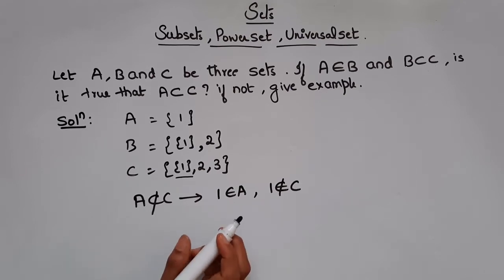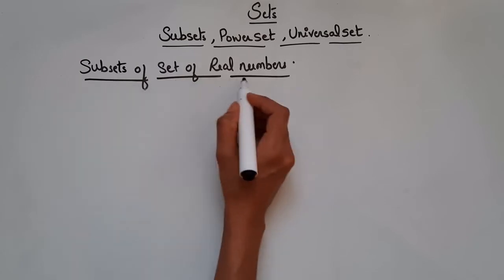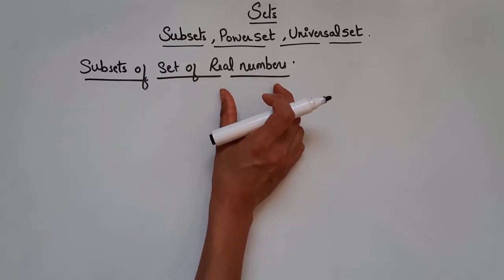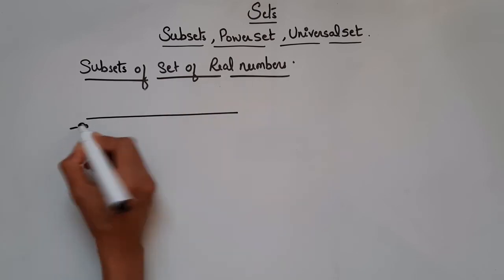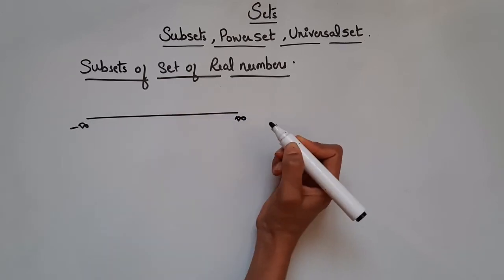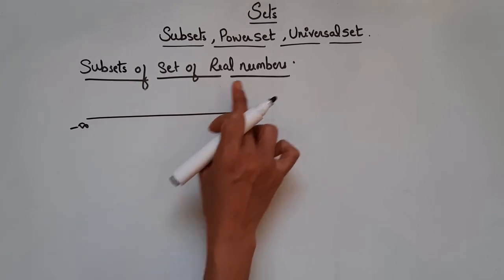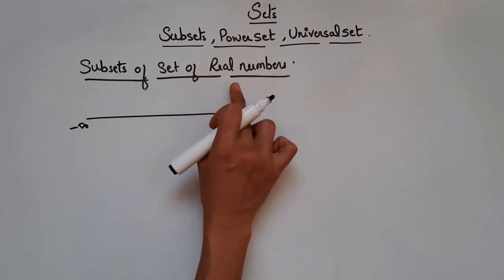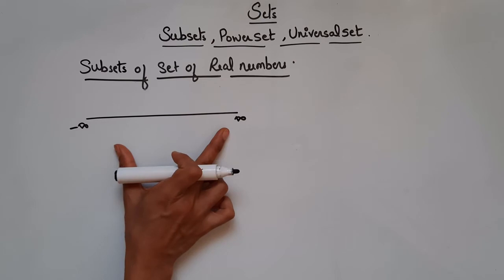Now let's move to subsets of the set of real numbers. Let's see what we mean by subsets of the set of real numbers. We all know what real numbers are. Every number on the number line is called a real number, that is from minus infinity to plus infinity. So we have infinite numbers on this number line. Those numbers are called real numbers, and the set of those numbers is called the set of real numbers. Real numbers include numbers with decimals and without decimals, right?